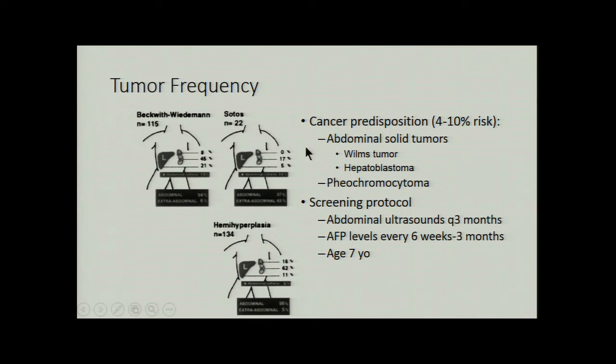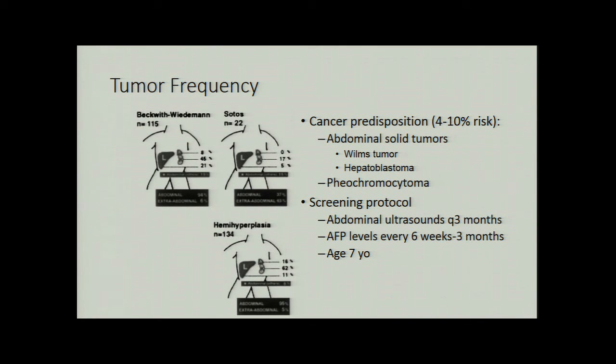So when you look at the tumor frequency, depending on which syndromic presentation, you may have more commonly kidney versus liver tumors versus, for example, Sotos syndrome, which rarely has adrenal tumors, but will have renal and liver tumors as well. And what we do is we screen with abdominal ultrasounds every 3 months, and that goes for whether you have Beckwith-Wiedemann or hemihyperplasia. It's exactly the same protocol.